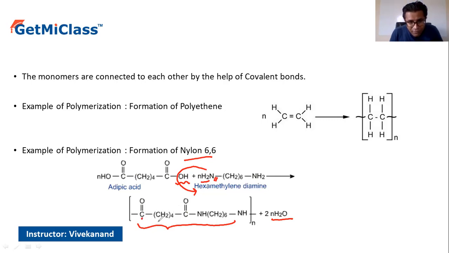Okay, now there are 4 carbons as a chain in between. So here you have a 4, right? So 1 plus 4, that is 5. 5 plus 1, that is 6.